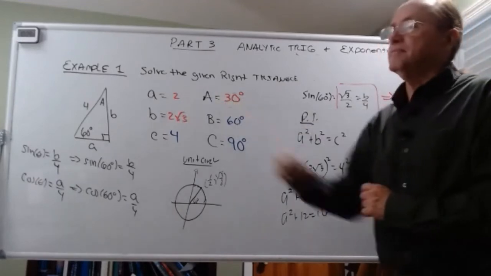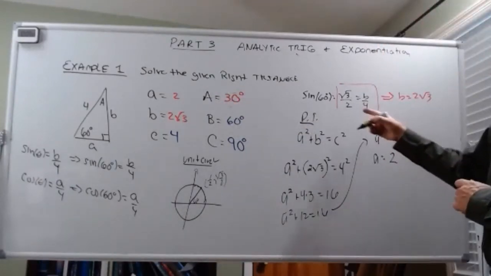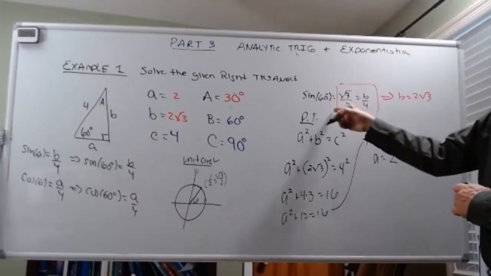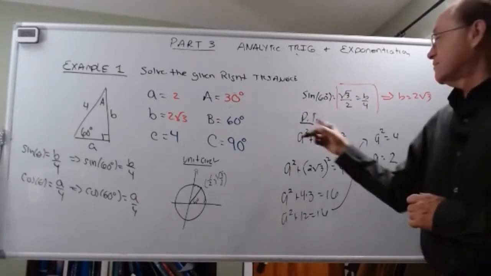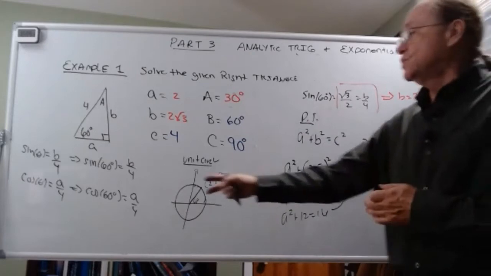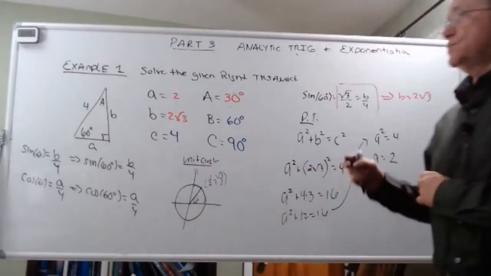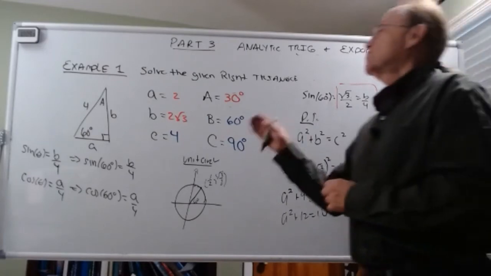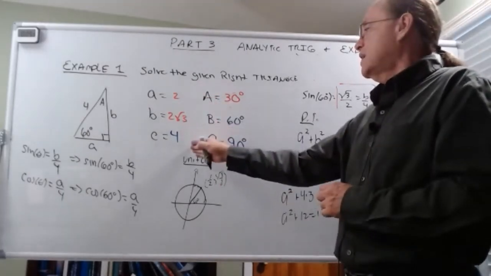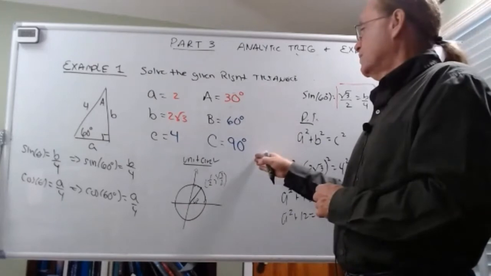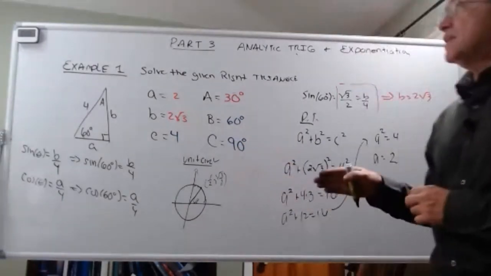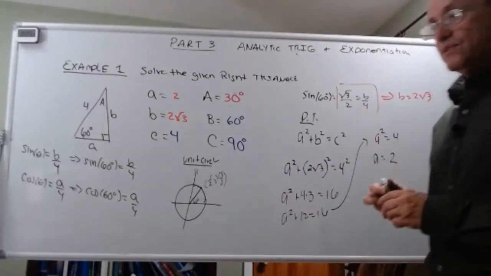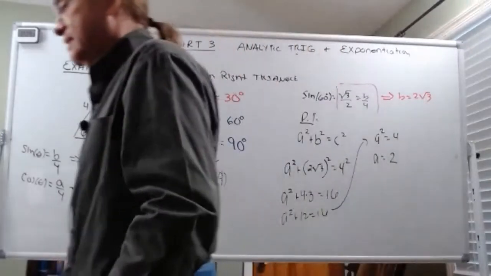We get the same answer. So sometimes you may only find one side and then use the Pythagorean theorem to find the other. Or you could use both of those relationships to determine the other sides. And now I've solved the triangle. I found the length of all the sides and the measures of all the angles, and in this case, I've done the whole thing exactly.